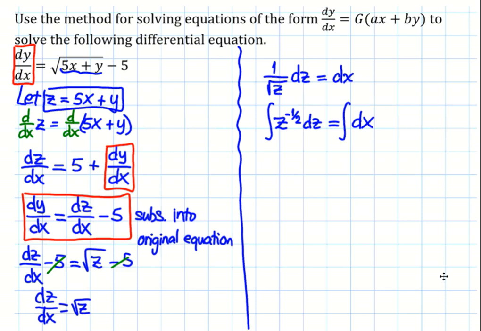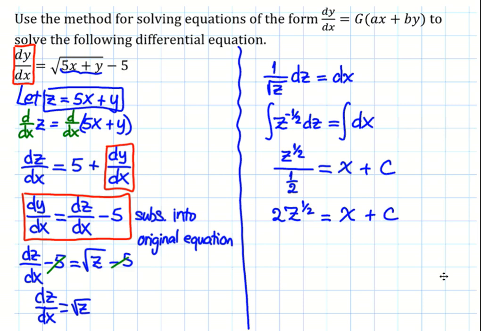The integral of z to the negative 1/2 is z to the 1/2 over 1/2, and the integral of a constant 1 will be just x plus c. Dividing by 1/2 is multiplying by 2. So we have 2z to the 1/2 equal to x plus c.